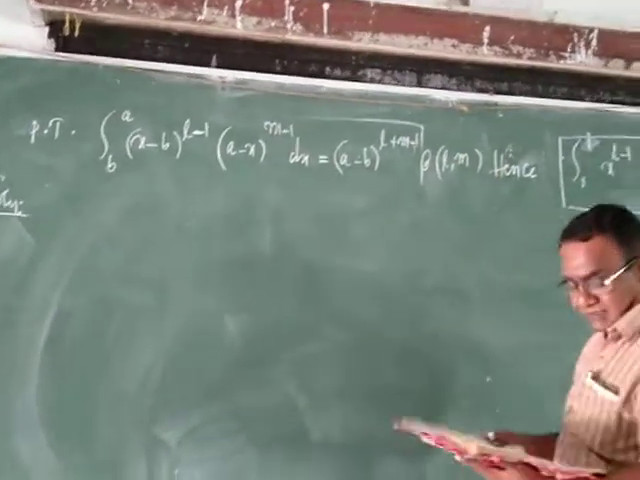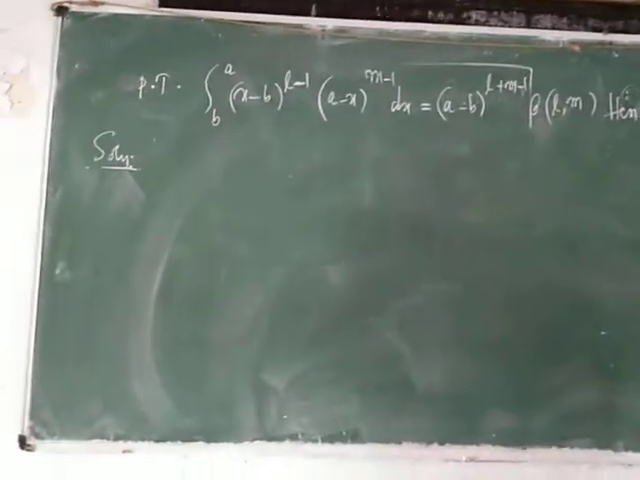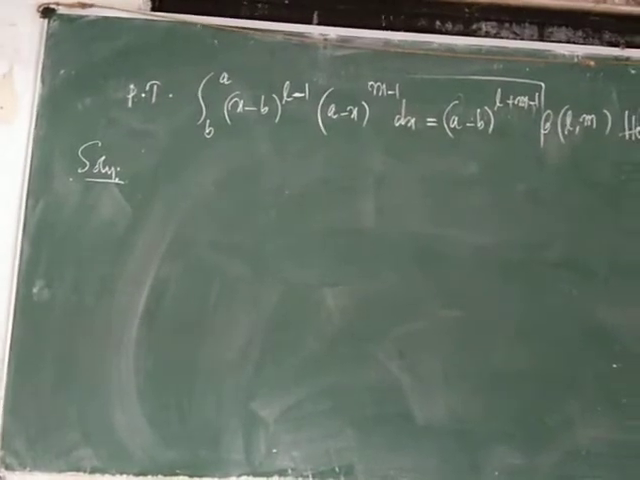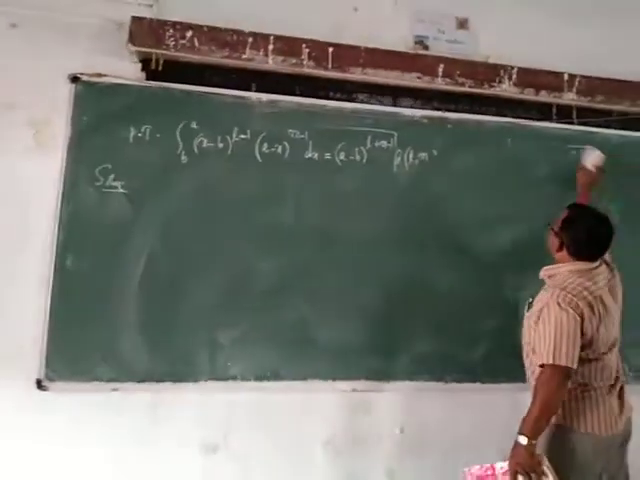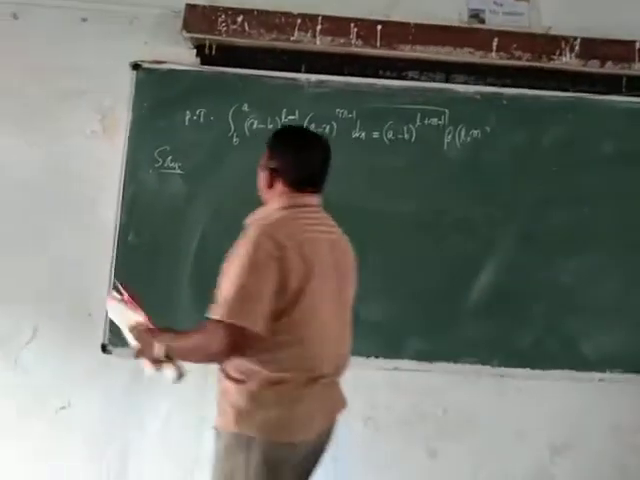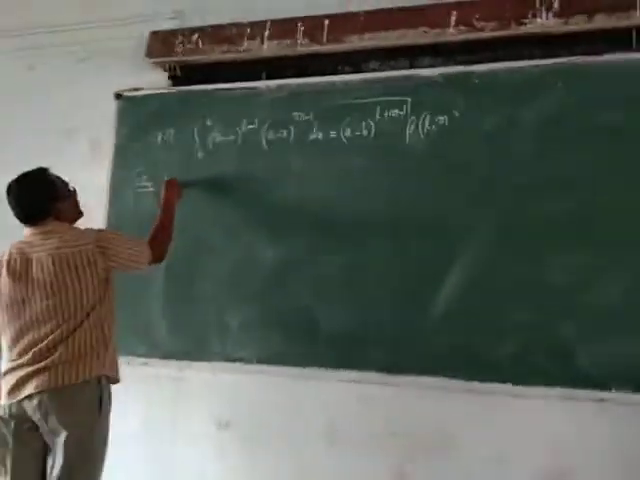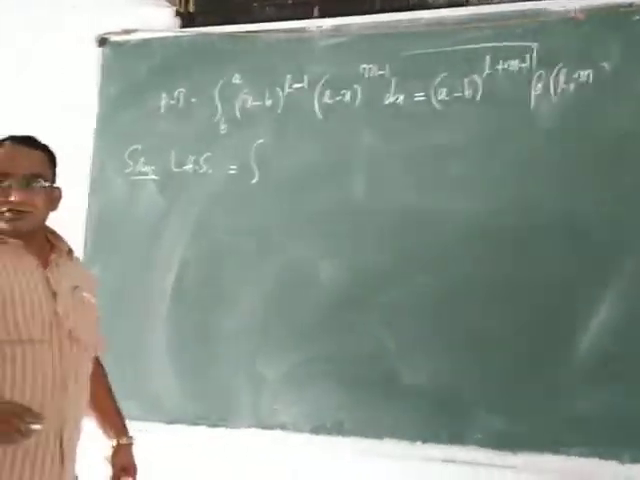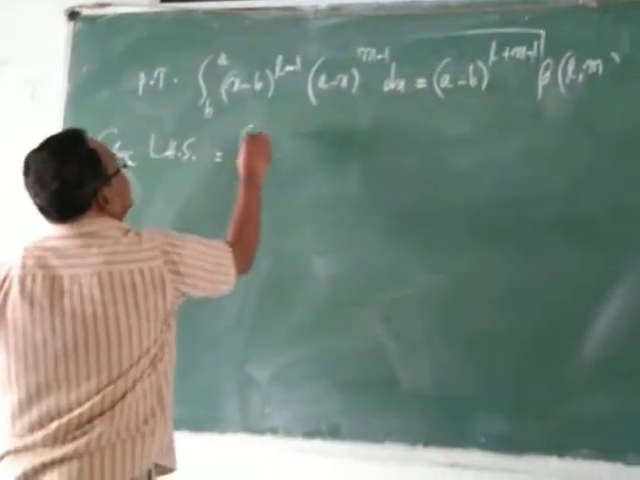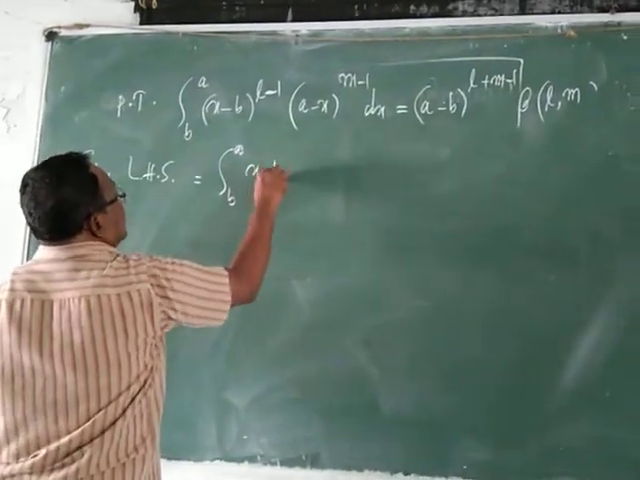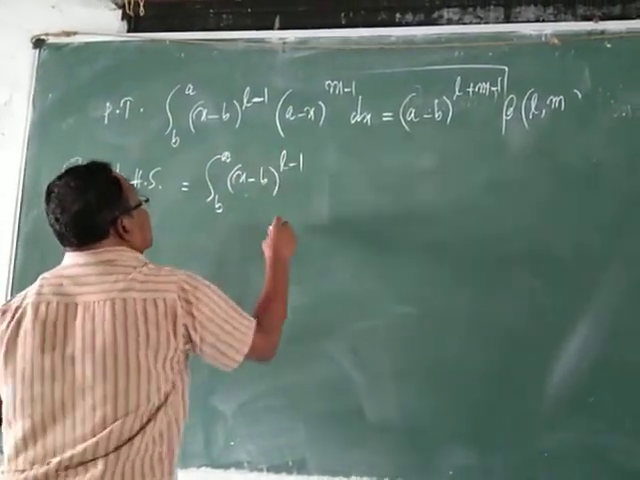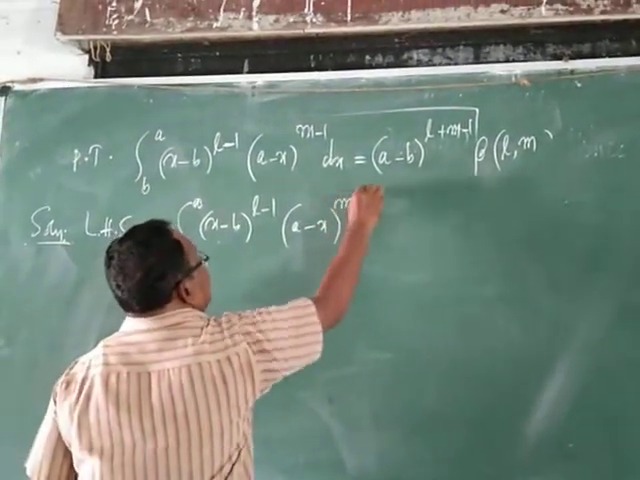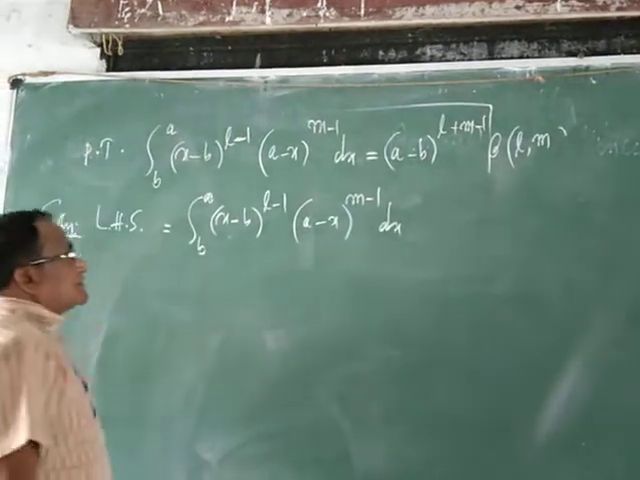This is as good as your previous example. Okay, let me just prove this here. In order to prove this, let us take the left hand side to be proved. The left hand side to be proved is the integral from b to a of (x minus b) to the power l minus 1 into (a minus x) to the power m minus 1 into dx.